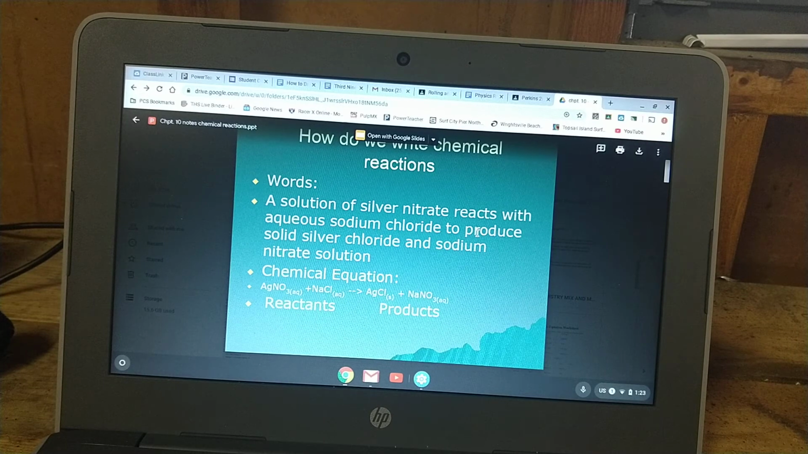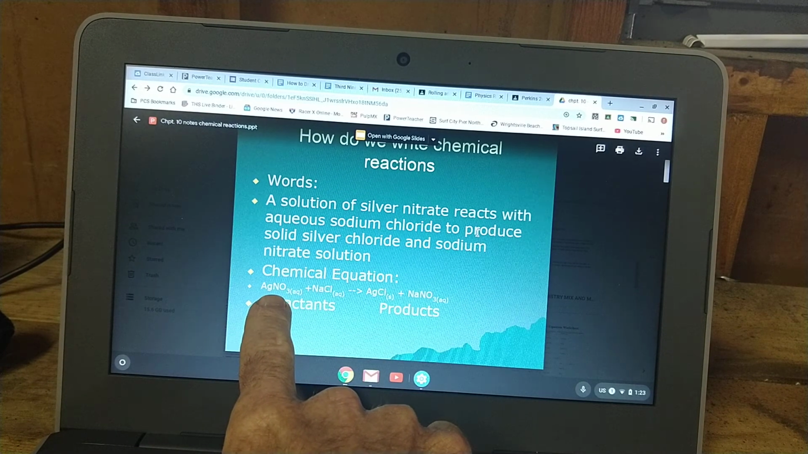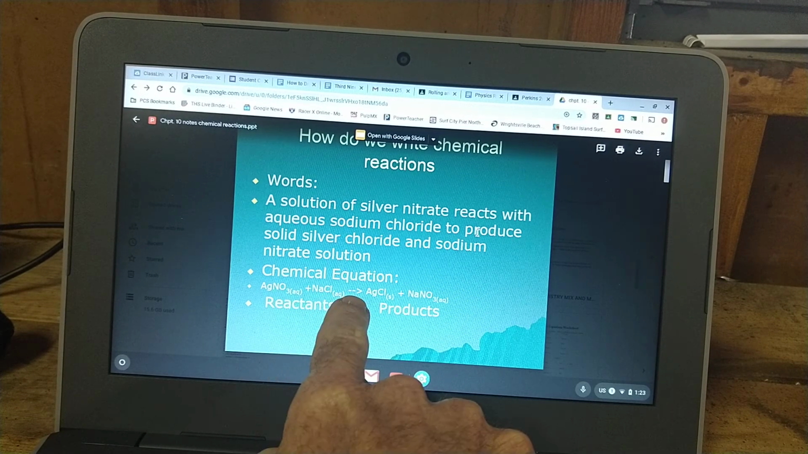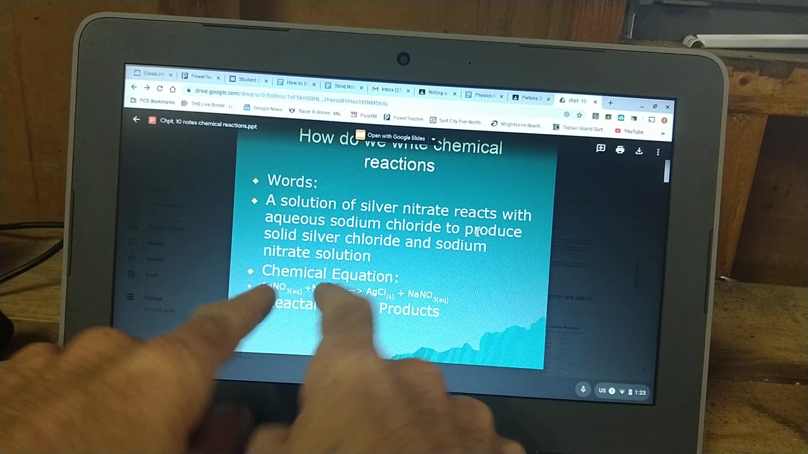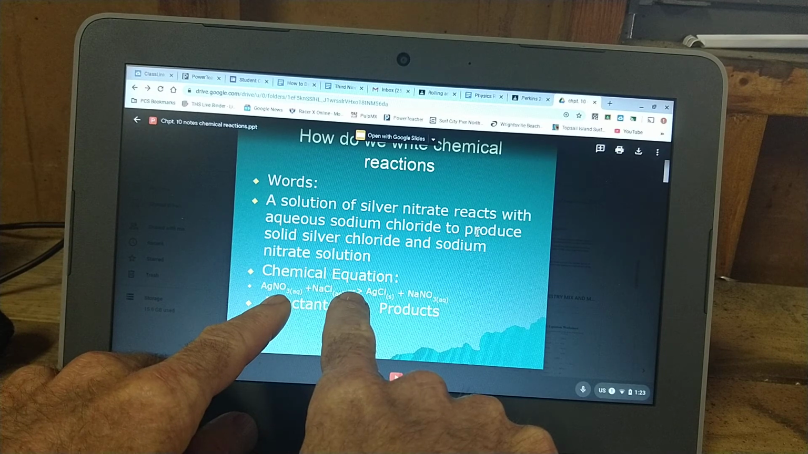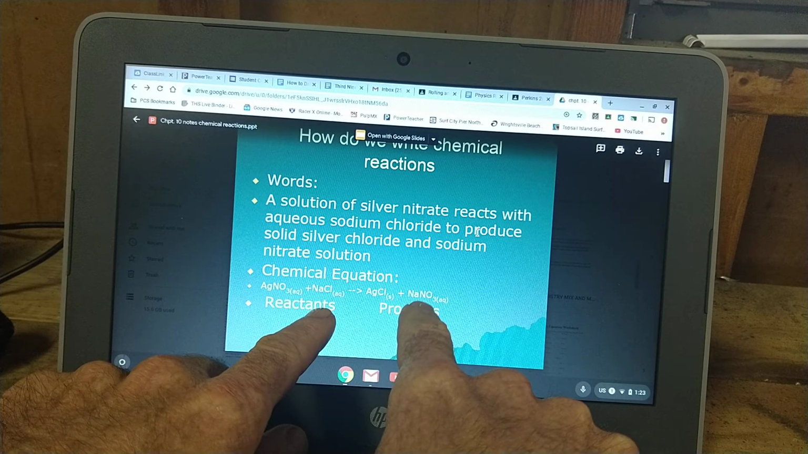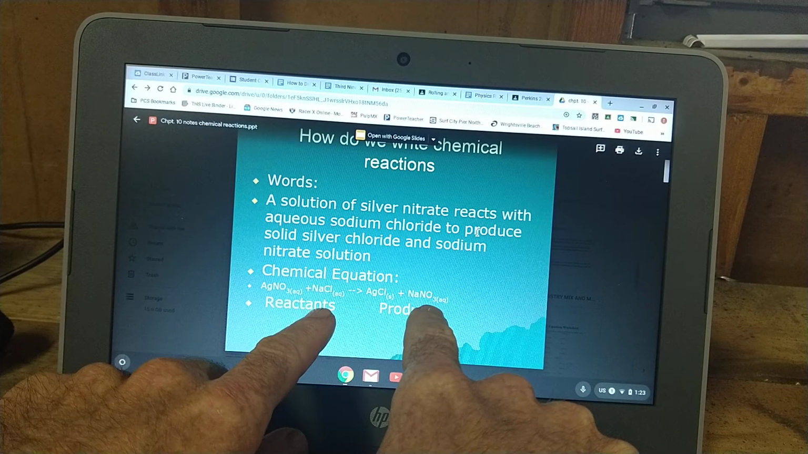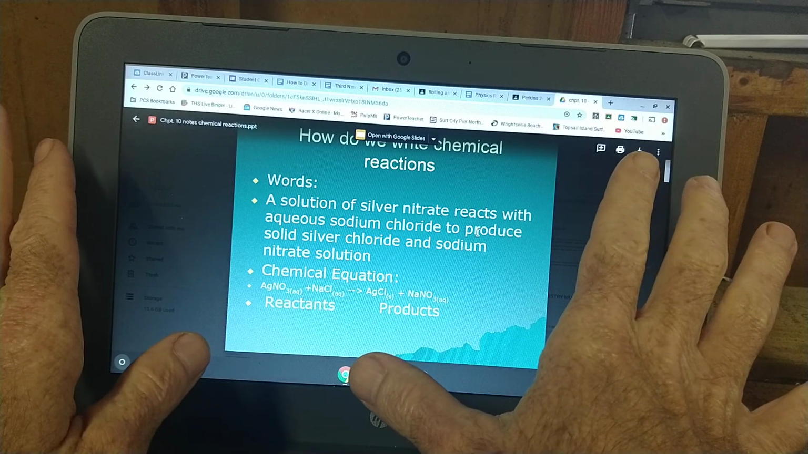Let's read this sentence. A solution of silver nitrate reacts with aqueous sodium chloride to produce solid silver chloride and sodium nitrate solution. So if you look, you would have to be able to write silver nitrate correctly and sodium chloride. Then this arrow says these two are the reactants, silver nitrate and salt. They're mixed together, and they make something new. They end up making silver chloride, which is a solid, and sodium nitrate, which is dissolved. So this is what a chemical reaction looks like. And you'll be able to do this very, very well.